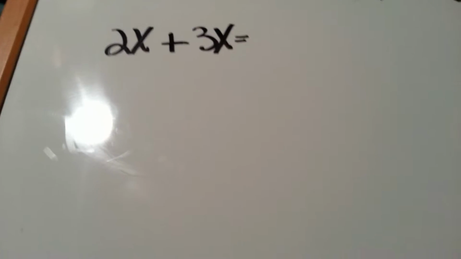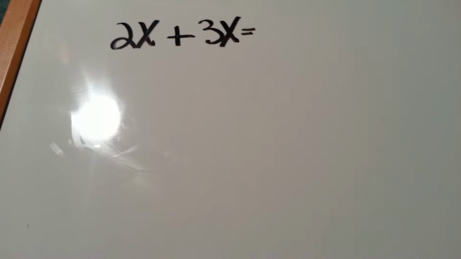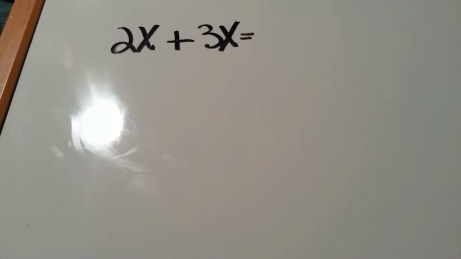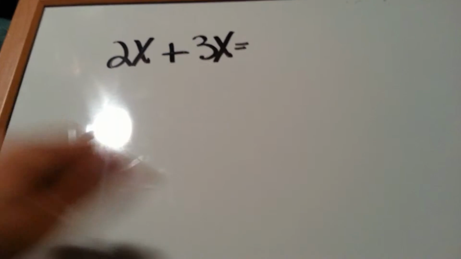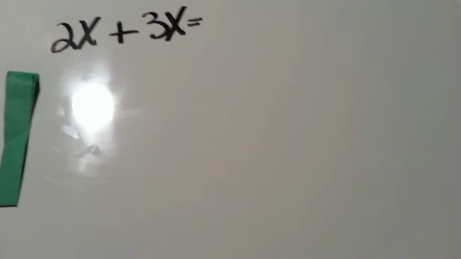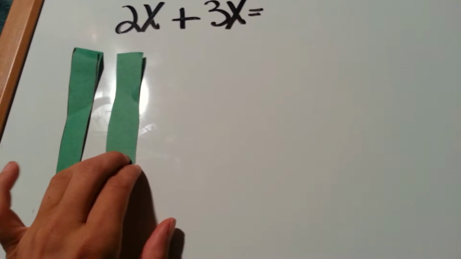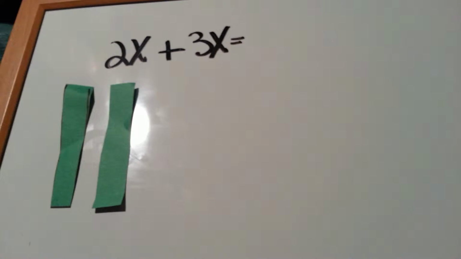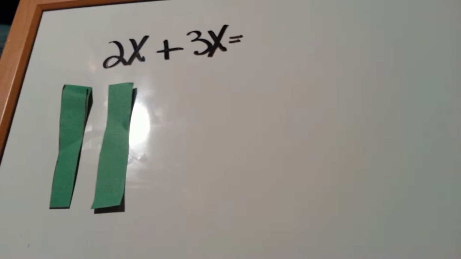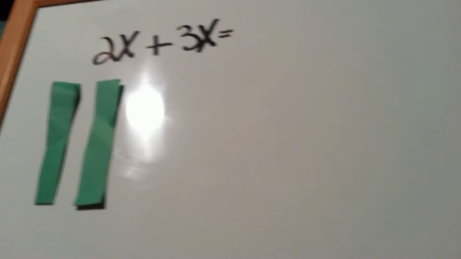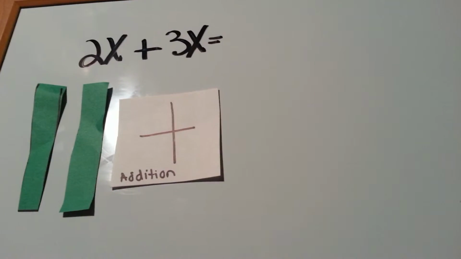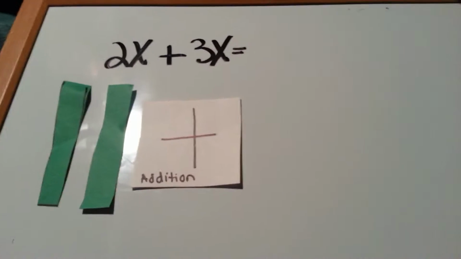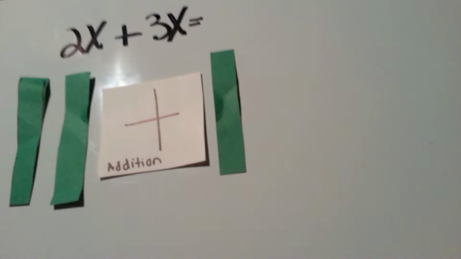So the first thing it says we need is 2 x's. We've already gone over what tile represents our x value, and it was the green tile. So I'm going to go ahead and grab 2 x's. Now the order in which we're going to do it is we're going to add, so I'm going to stick this little addition sign here just so I know. And then you're going to add 3 more x's. So the next thing that we need is 3 more of the x tiles. So I'm going to grab 3 more of those.